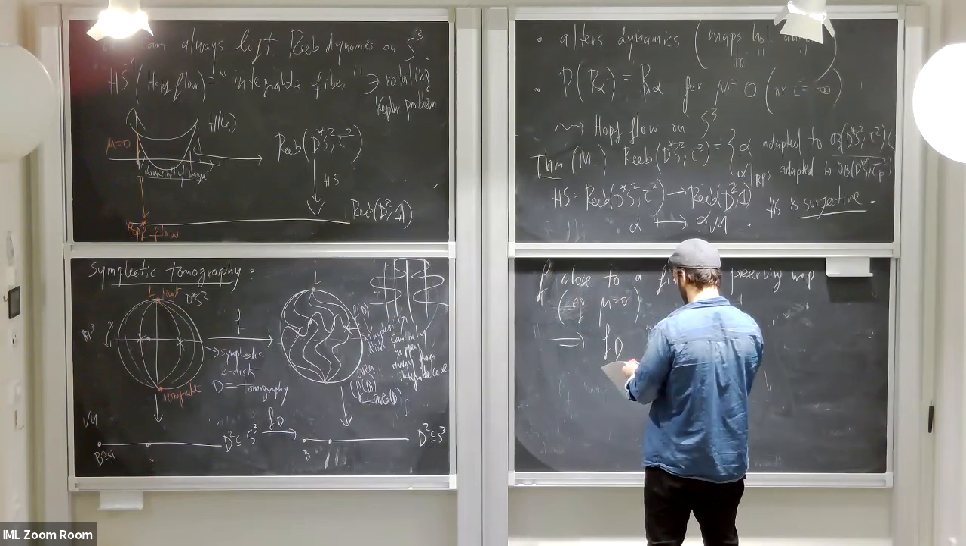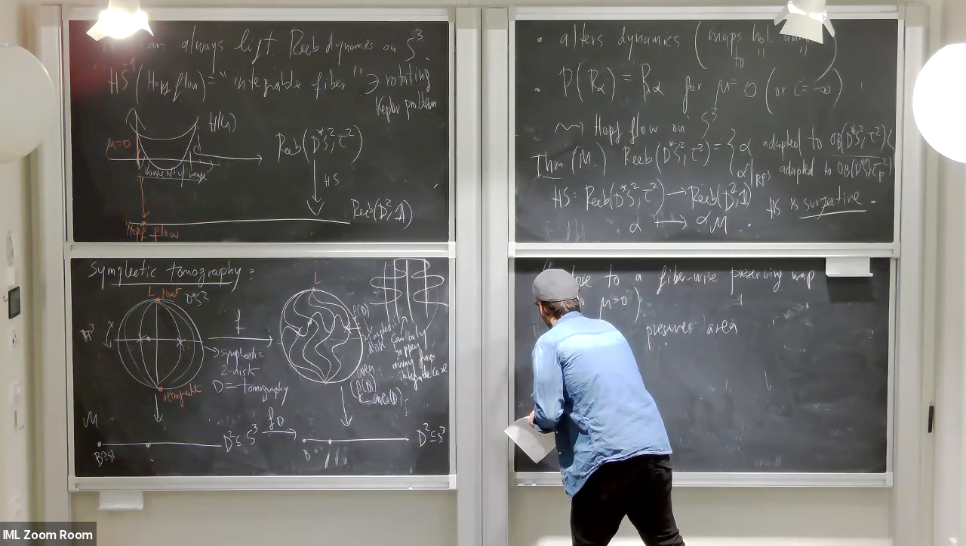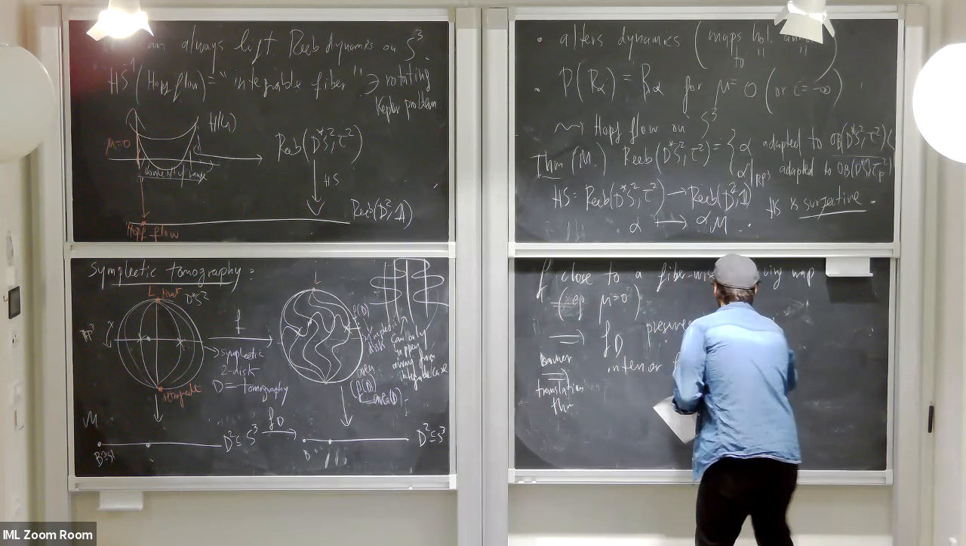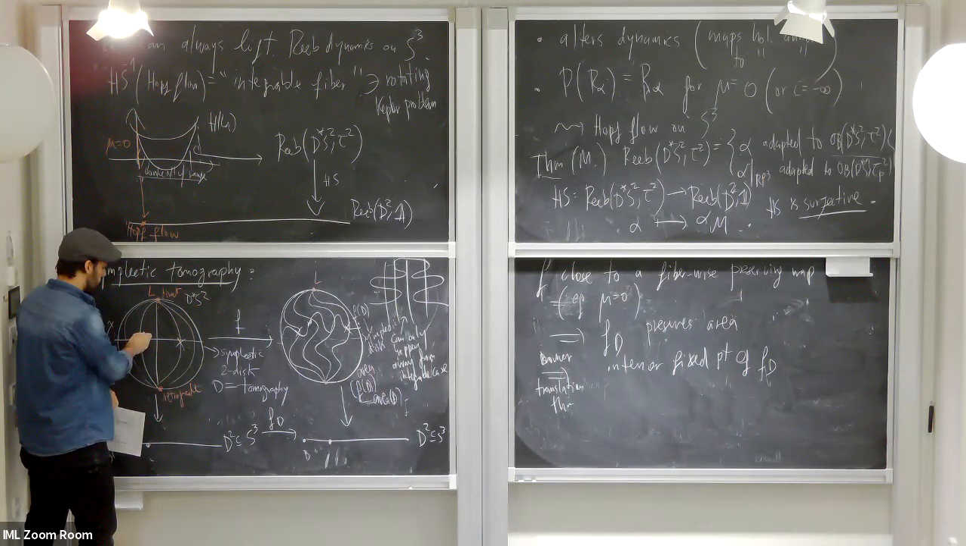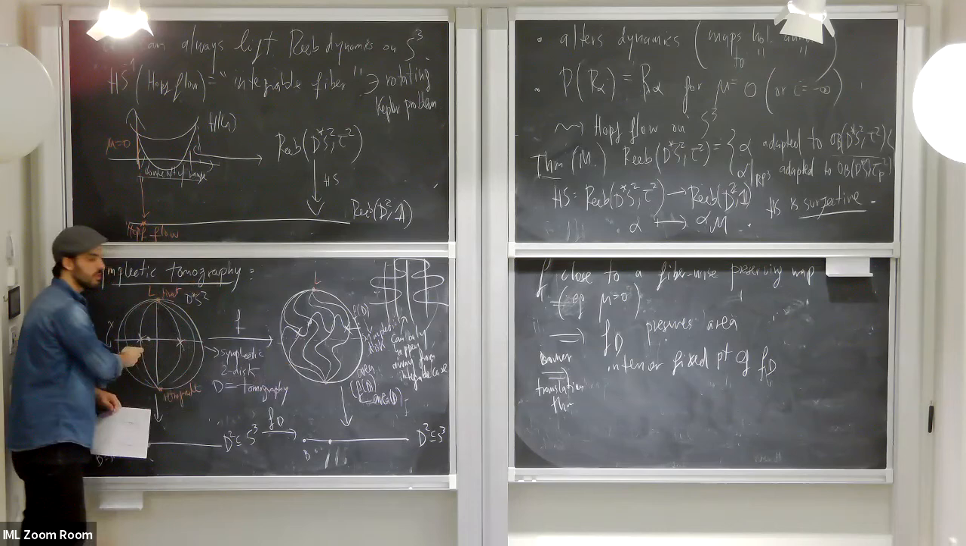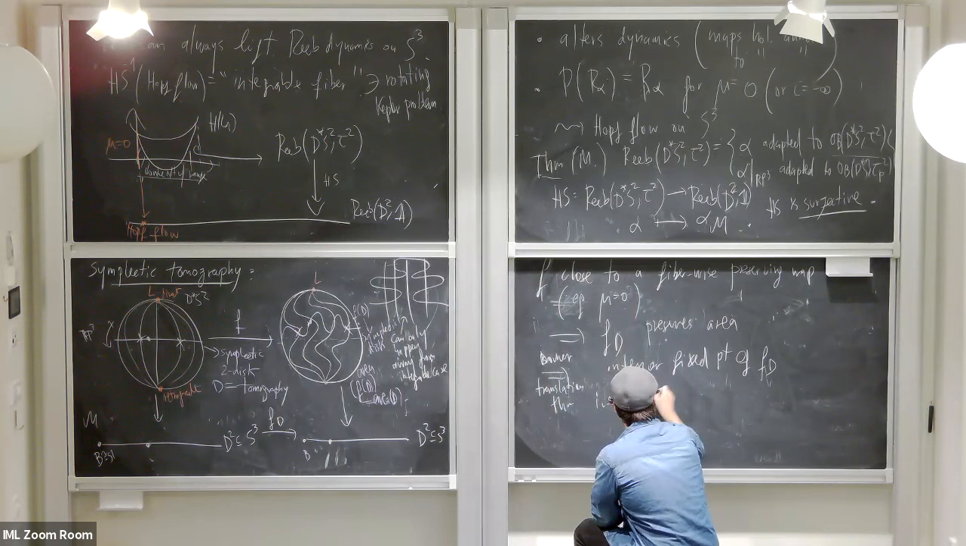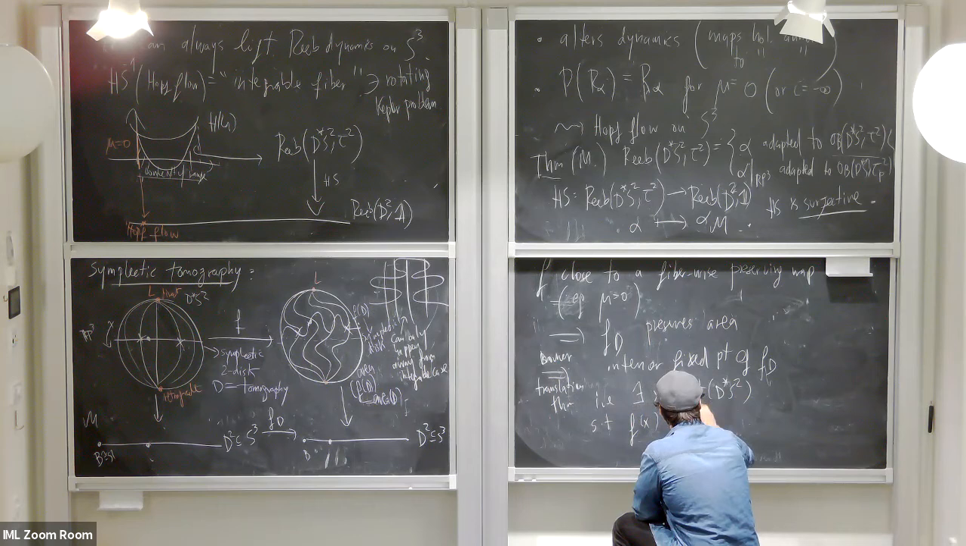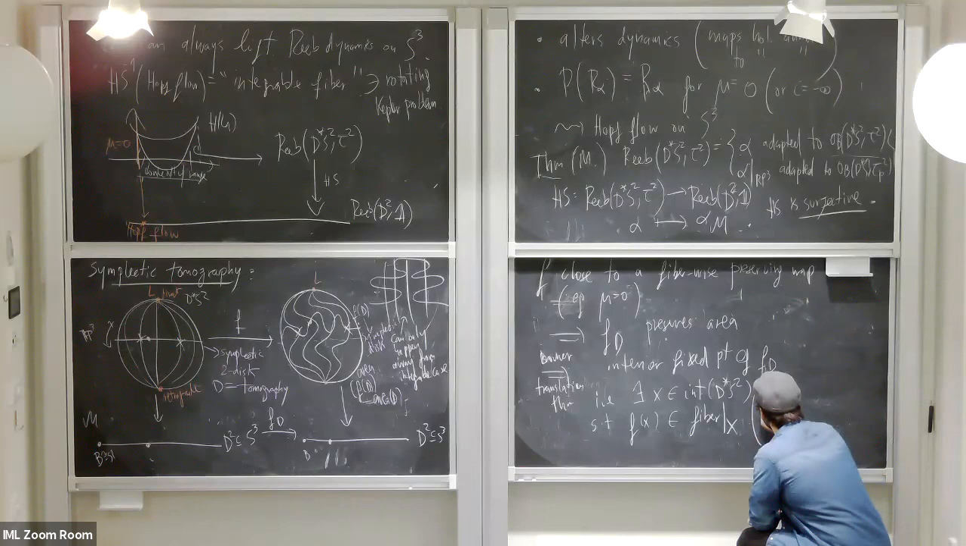So I can just hit it with the Brouwer translation theorem. So there's an interior fixed point of F_D. Well, what's a fixed point of F_D? It's a point in the original manifold whose image under the original map F lies in the same fiber containing the original point. I.e., there exists a point X in the interior of D*S2 such that F of X lies in the fiber over X, i.e., a version of a leafwise intersection.